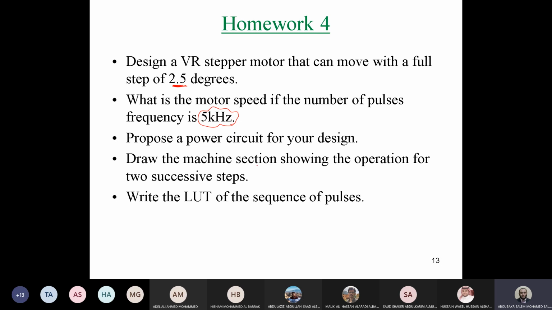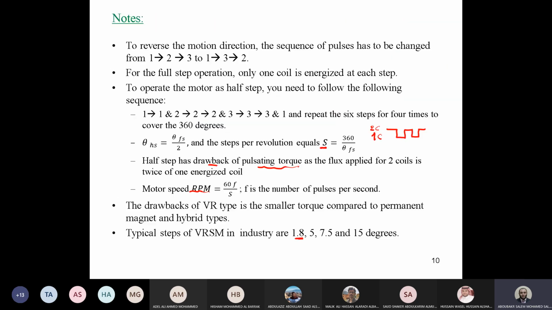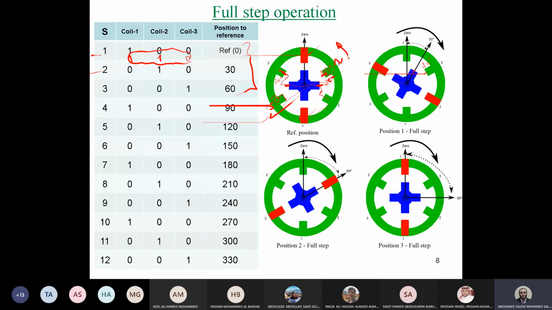Draw the machine section showing the operation for 2 successive steps, like what we have made, guys, in our examples here. I showed you 4 steps. So I need a section, but not handwriting, guys. Use tools in order to draw the motor sections. Okay? 2 successive sections. If you would like to make it on computer and print it out, no problem.